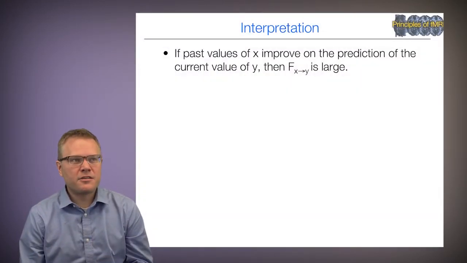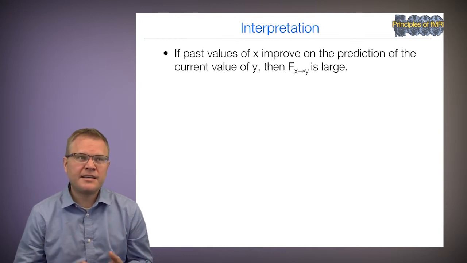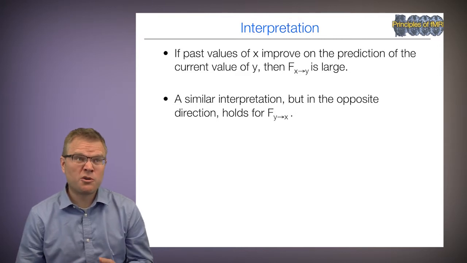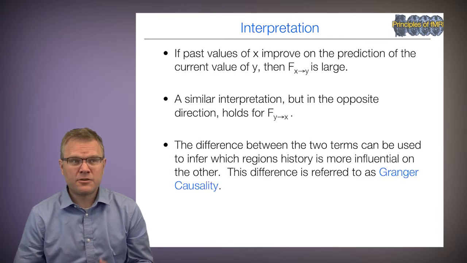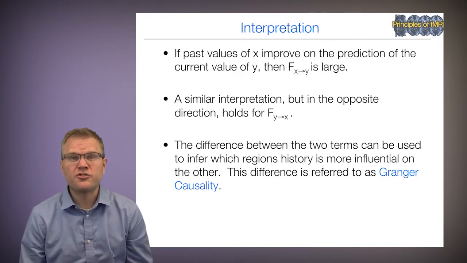So if past values of x improve on the prediction of the current value of y, then the idea here is that f of x→y should be large. A similar interpretation, but in the opposite direction, holds for f of y→x. And so the difference between these two terms can be used to infer which region's history is more influential on the other, and this difference is referred to as Granger causality.